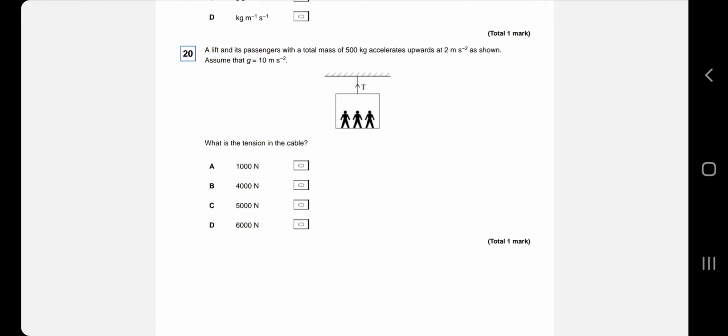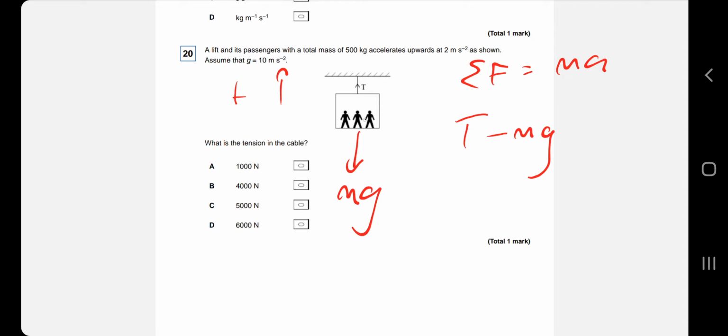A lift and its passengers with a total mass of 500 kilograms accelerates upwards at 2 meters per second squared as shown. Assume that g equals 10. What is the tension in the cable? So the tension in the cable is going up. The weight of the lift and the passengers is mg. And then we can just do the sum of the forces is equal to ma. So we take up as positive as the lift is accelerating upwards. Sum of the forces would be T minus mg. The reason it's minus mg is because it's going down compared to our positive direction of up. And that will be equal to ma.